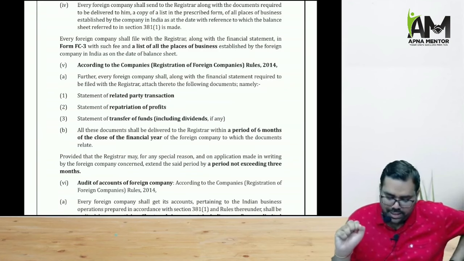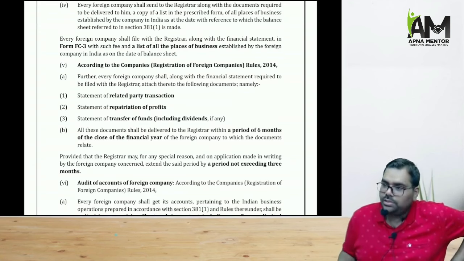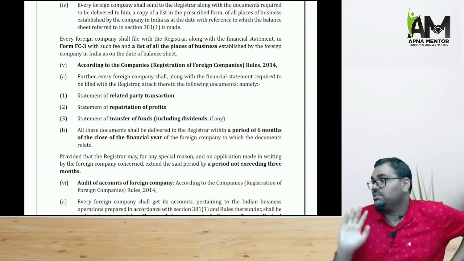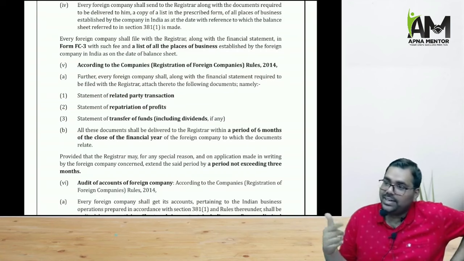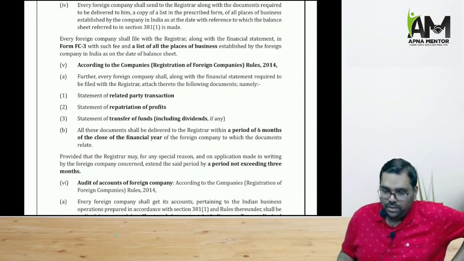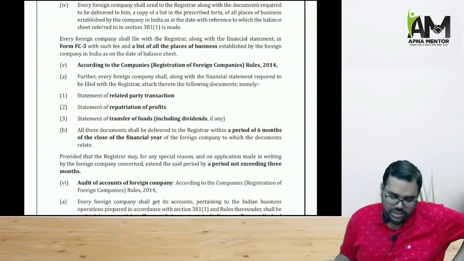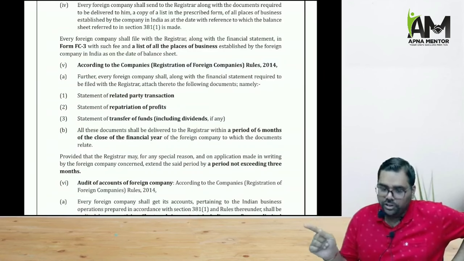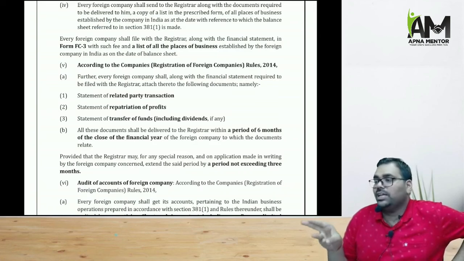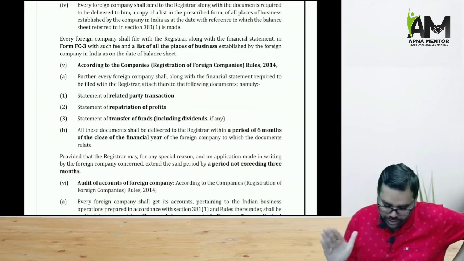So what does the ROC want to know? What the government wants to know is that every foreign company shall file 3 things to the Registrar along with the financial statement. A copy of the financial statement has to be filed every year, but along with that, what to file? Statement of related party transactions, statement of repatriation of profits, and statement of transfer of funds, including dividend.